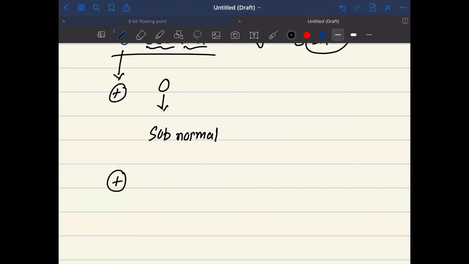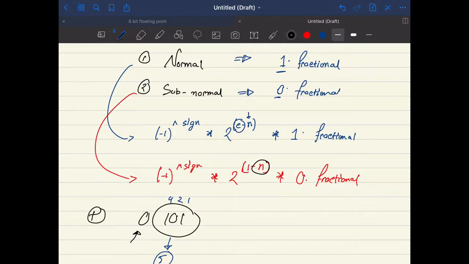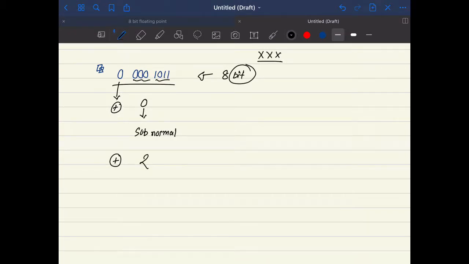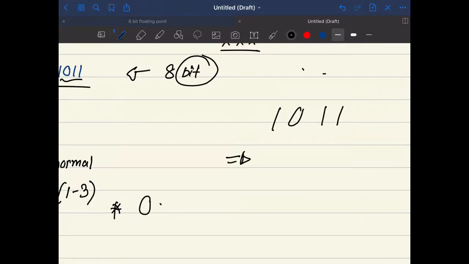So this is definitely a positive value. Remember, for subnormal numbers the equation was 2 to the power 1 minus n, and as this is an 8-bit representation, we would have 2 to the power 1 minus 3 into 0 dot some fractional value. Now we have to calculate the fractional value from the mantissa, and the bits are 1 0 1 1. And remember, I told you that any number after the decimal point would start from -1, -2, -3, and so on. So this would be -1, -2, -3, -4.